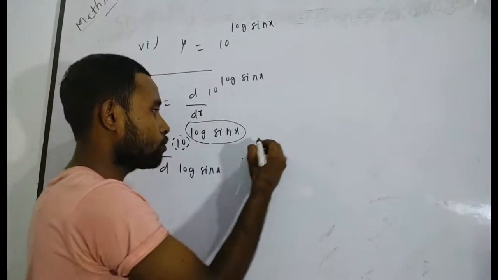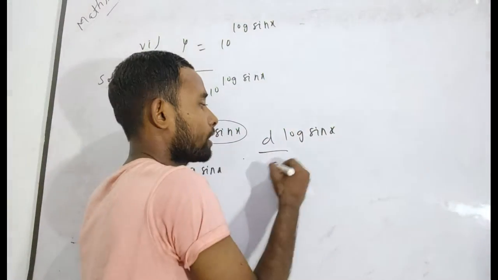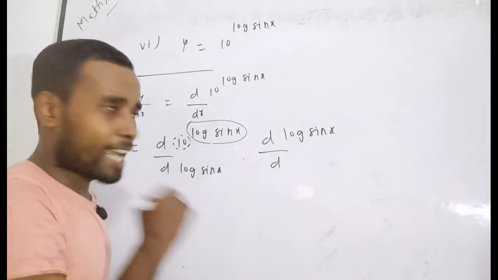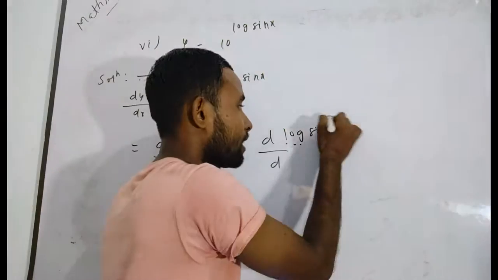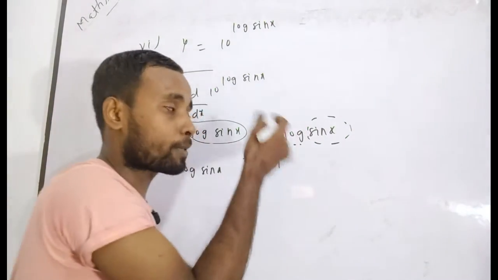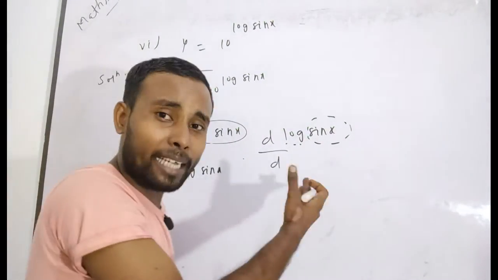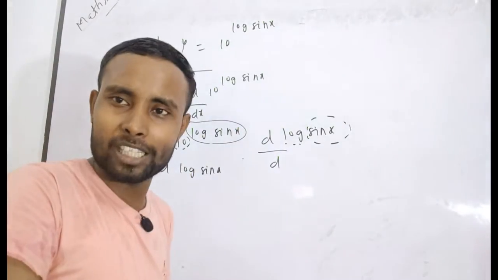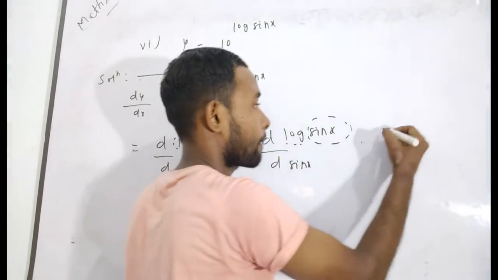Again, you have to differentiate log sin x with respect to which function? As you know, this is a log; the outer function is log and the inner function is sin x. Suppose that this term is capital X. In that case it looks like log capital X. Log capital X is only differentiated with respect to capital X. That's why I want to differentiate first of all with respect to sin x.